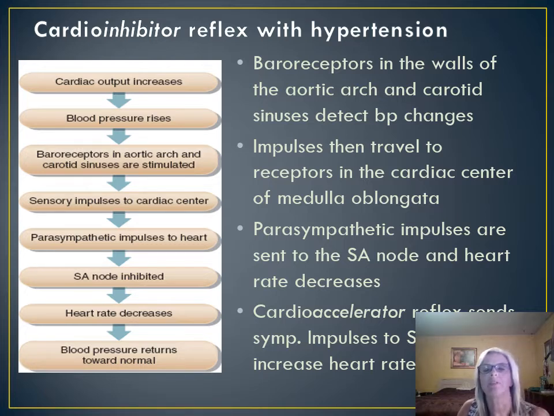Parasympathetic impulses are then sent to the SA node, and heart rate decreases and returns back to normal. All right, so this is a negative feedback response. The cardioaccelerator reflex will send sympathetic impulses to the SA node in order to increase heart rate.